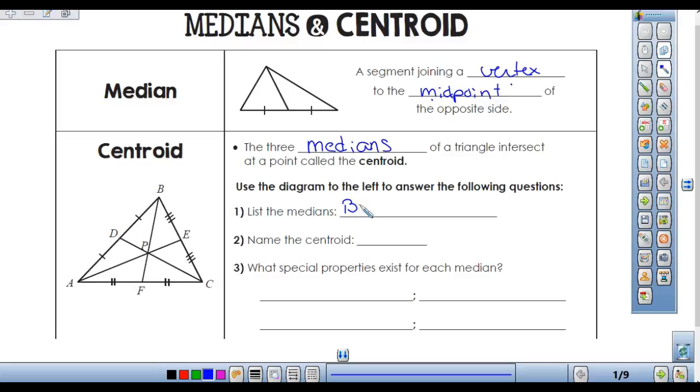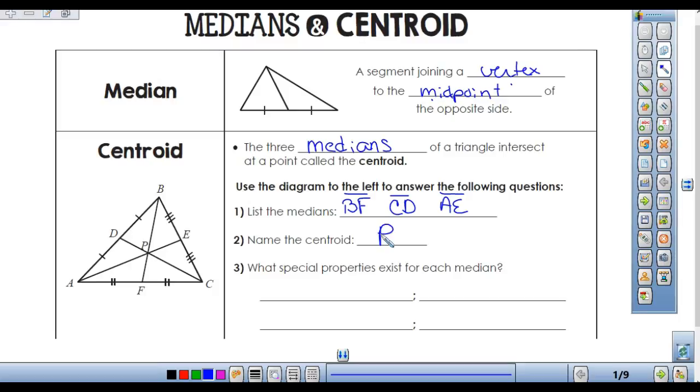B, not P, BF would be one. What else? CD, just because we went vertex to the midpoint on the last one. And my last one that goes vertex to the midpoint? AE, good. In this picture, my centroid is what point? P is my centroid.